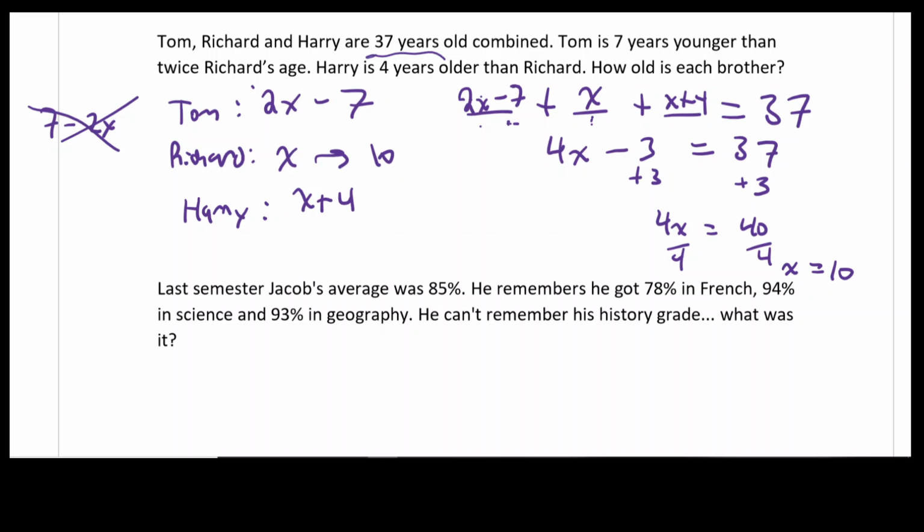And then if Richard is 10, Harry is 14, 4 years older. Tom is 7 years younger than twice his age, so twice his age is 20. 2 times x is 20. Take away 7 is 13. You can check our math here. 13, 10, and 14, in fact, do add up to 37, so we're good to go there.